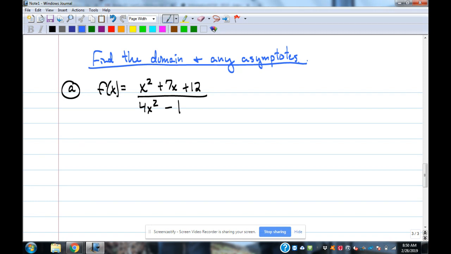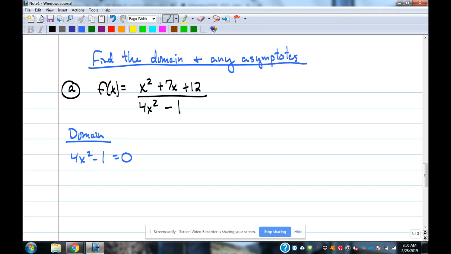All right, so to find the domain, what do I do? Yeah, set the denominator equal to 0. So 4x squared minus 1 is equal to 0. I know that I can solve that by square roots because it's just got an x squared in it, but I'm going to try to do that by factoring instead of using the quadratic formula or square roots, because that factoring is going to help me later.